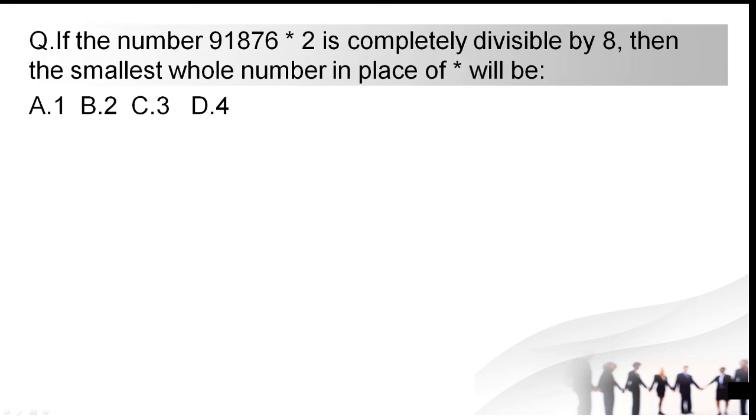Okay, now, based on the topics we discussed up to now, I have given a question. If the number is 91876 star 2 and it is completely divisible by 8, then what is the smallest whole number in the place of star? What is the rule for 8 actually? Just now we discussed how many digits we need to check? The last 3 digits. Okay, so that is 6 dash 2. We have 4 options, right? I'm taking 4 chances. 6 dash 2, 6 dash 4.